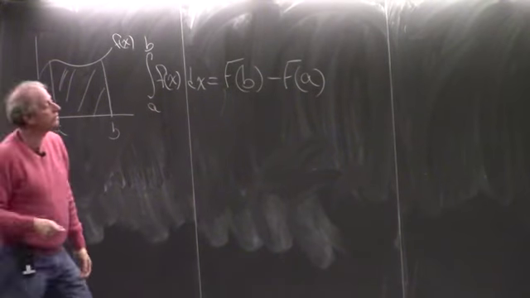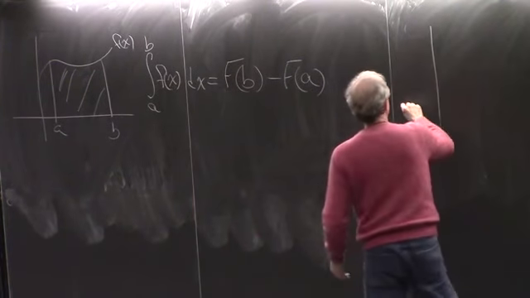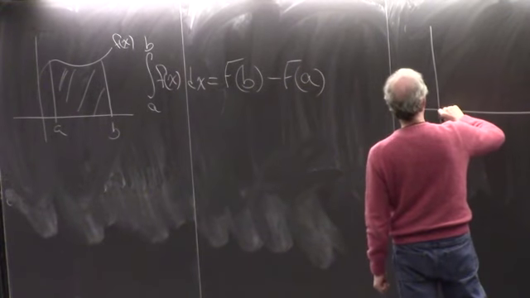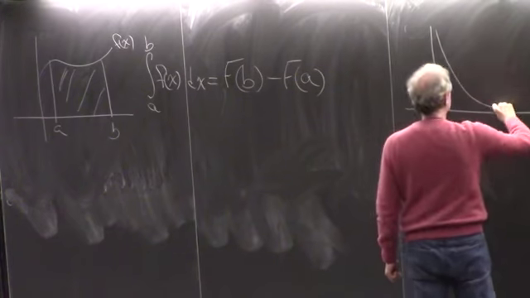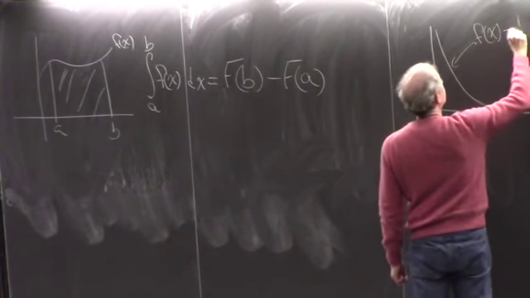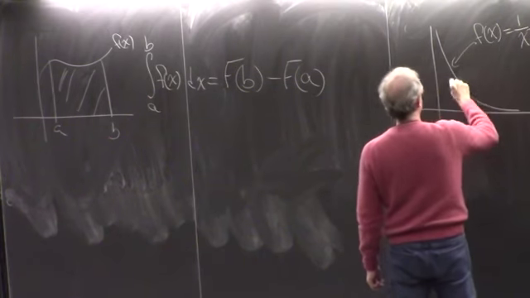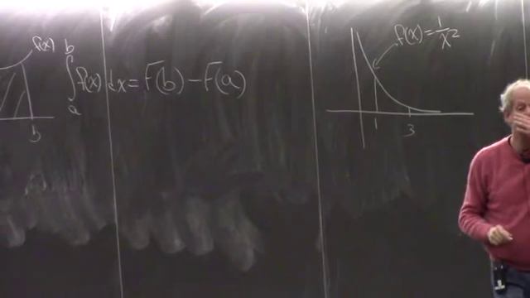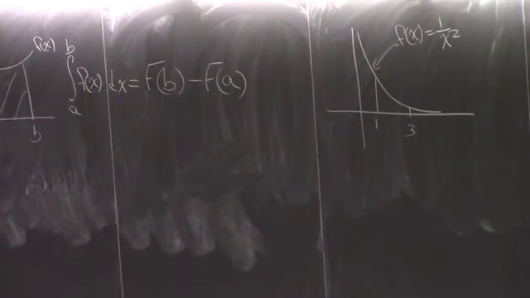So for example, if I wanted to find, so what's a good example? f of x equals 1 over x squared from 1 to 3. And I want to know, what is that area? Why would I care what that area is? I don't know. You want to know what the area is.